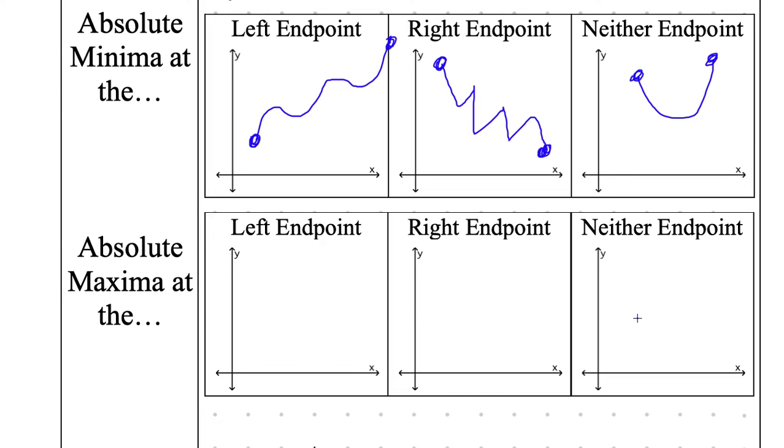Find the absolute maximum now at the left endpoint. What does that look like? So start at the left and go down to the right. I should be careful about how I draw this. There it goes. What about the right endpoint? What would that look like? Start to the right, go down to the left. Yep. And neither. Frowny face.